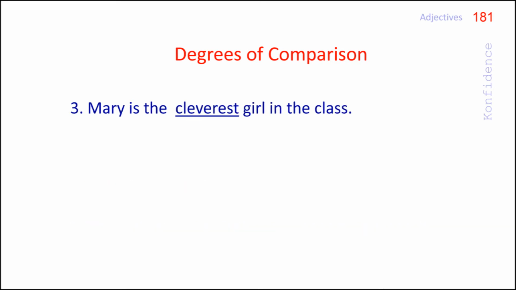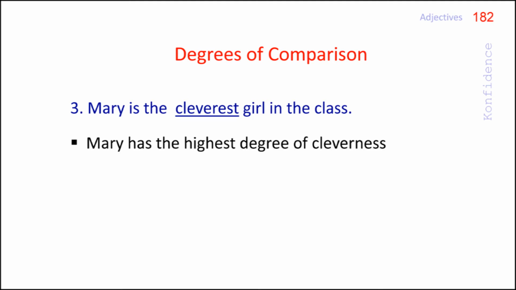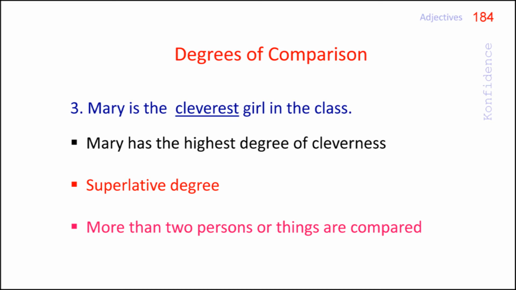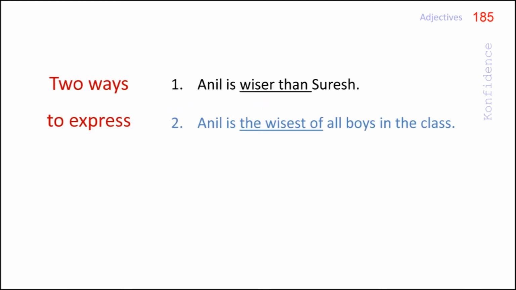The adjective cleverest in the third sentence tells us that amongst all other girls in the class, Mary has the highest degree of cleverness. So it is in the superlative degree. It is used when more than two persons or things are compared. All adjectives have these 3 degrees of comparison. Look at these sentences.